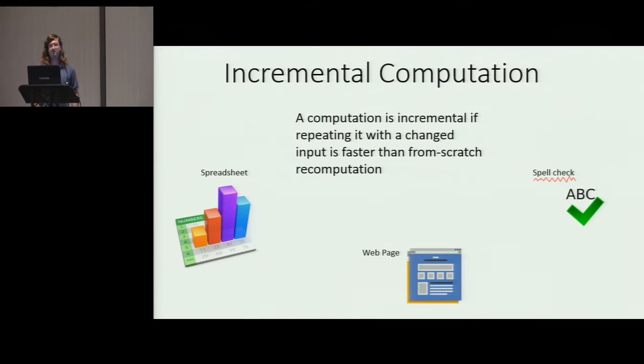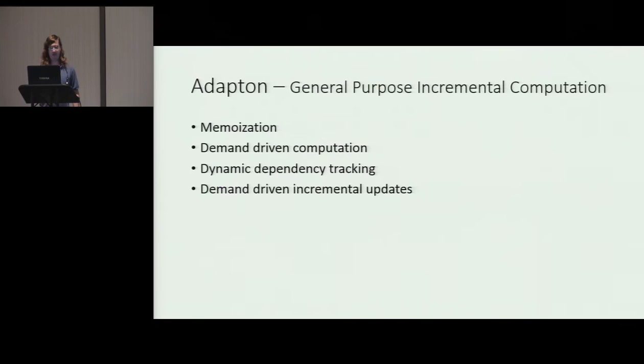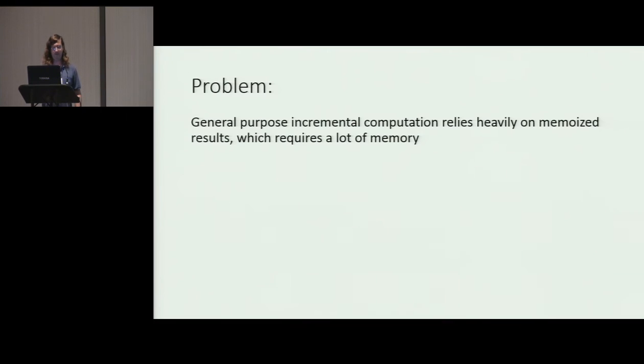Or a spell check. If you open up a document, the entire document is going to be spell checked, but then as you're typing, only a single word is going to be checked at a time. And I've been working with Adapton, which is a general purpose incremental computation engine, where the user just writes the regular from scratch algorithm, and it takes care of memoizing for you. And I'm happy to talk about this, but I need to move on. These are some of the advanced helps that it gives you.